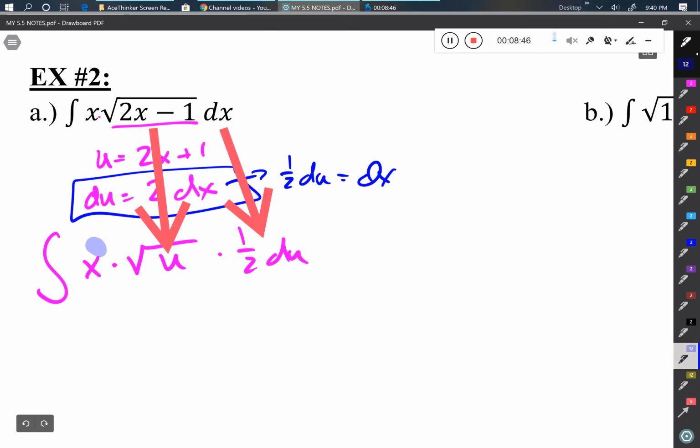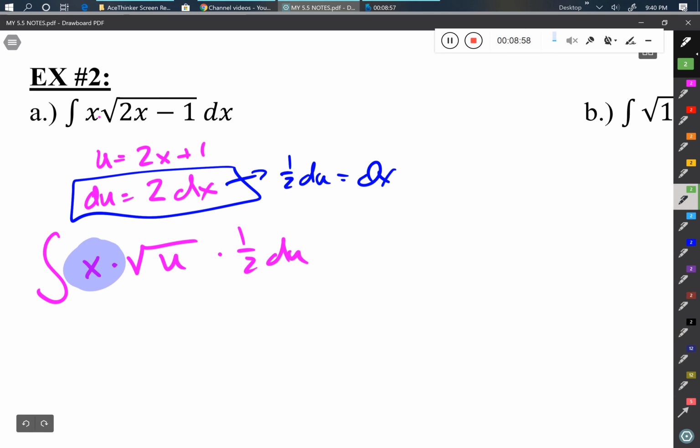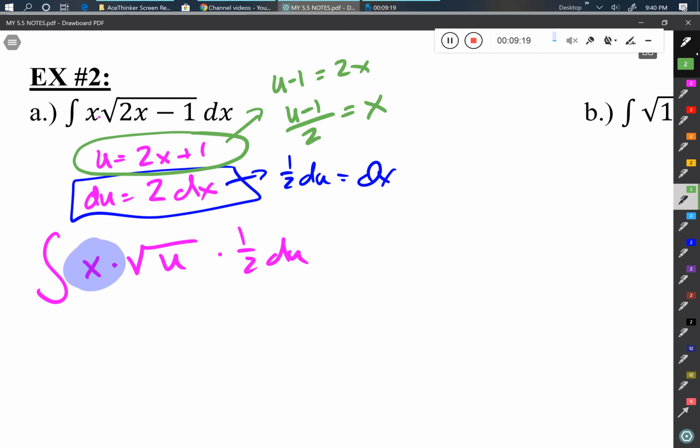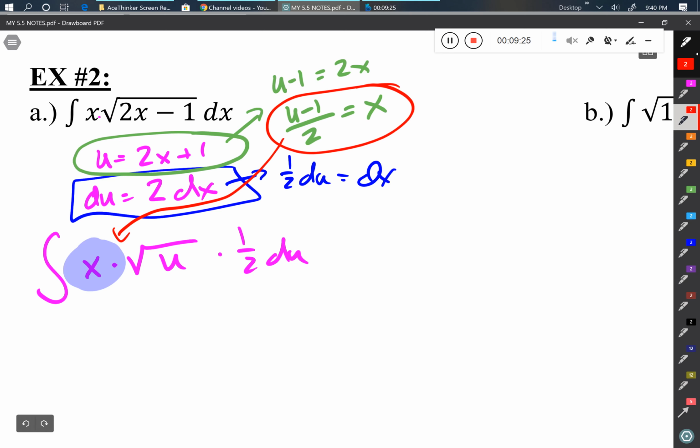But what's the problem here? That x never went away. And because that x never went away, I refer to these as a double substitution. We're going to have to do another substitution to make that x go away. All right, so stay with me here. If u is equal to 2x plus 1, does that mean that u minus 1 is equal to 2x? Or that u minus 1 divided by 2 is equal to x? And now I'm going to take this and perform a second substitution right there.